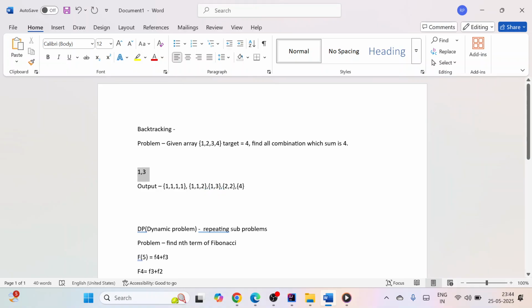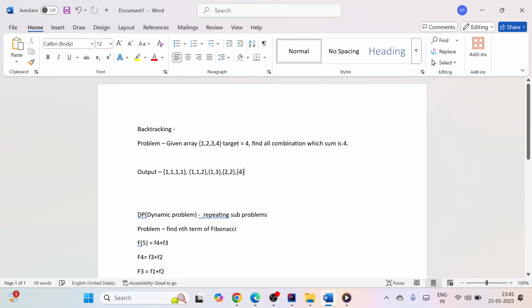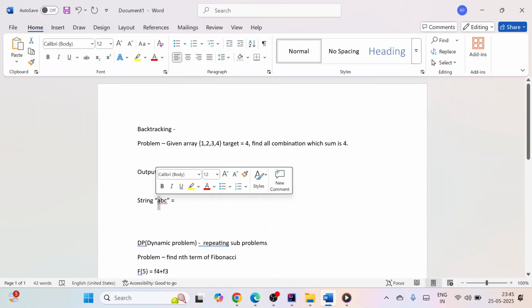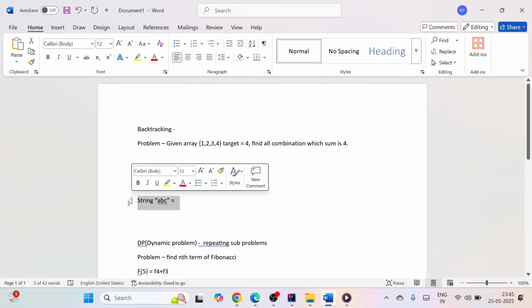I'll give one more example. Suppose you have an array or a string ABC. You have to find all the permutations and combinations for this string. There would be 6 combinations. So how will you go? You will select A, then you can select B, C, then again you can go back and take A, and you can swap C and B, which gives one of the combinations. Then again you can swap C and A and B. Those kind of problems you can also solve through backtracking.